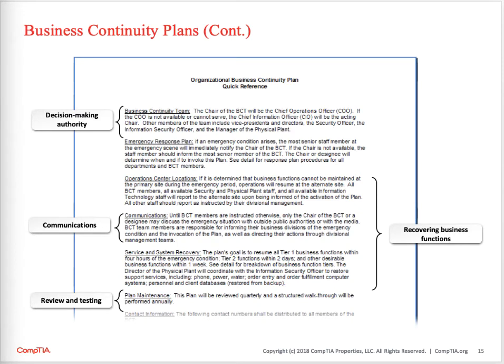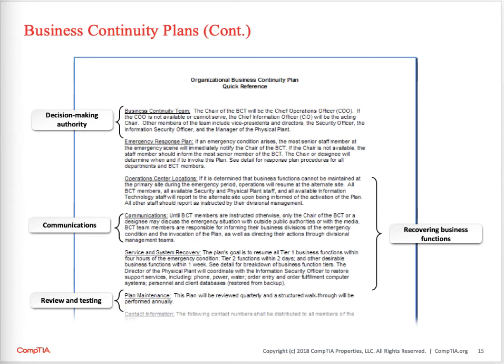That is going to be made up of our decision making team, our business continuity team. So we're going to have the chair of the BCT, and in this case that is going to be the chief operations officer. And then it has the backup, right? If the COO isn't available, then the CIO is going to be the acting chair. And then we're going to have all of our other members: security officers, vice presidents, maybe the manager of a plant. I guess in this case maybe we're talking about some sort of power plant or something.